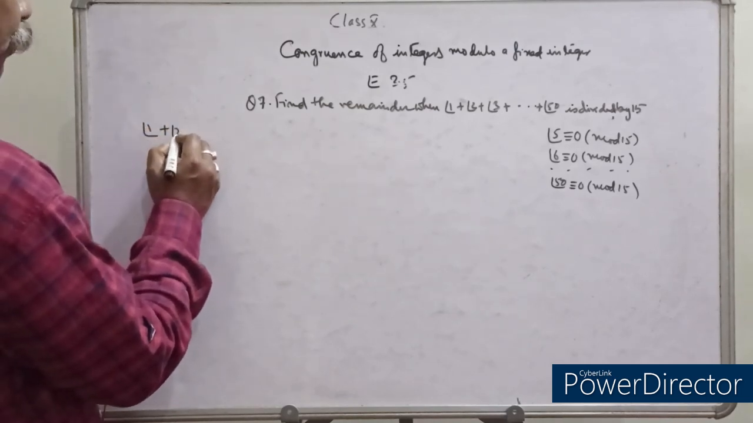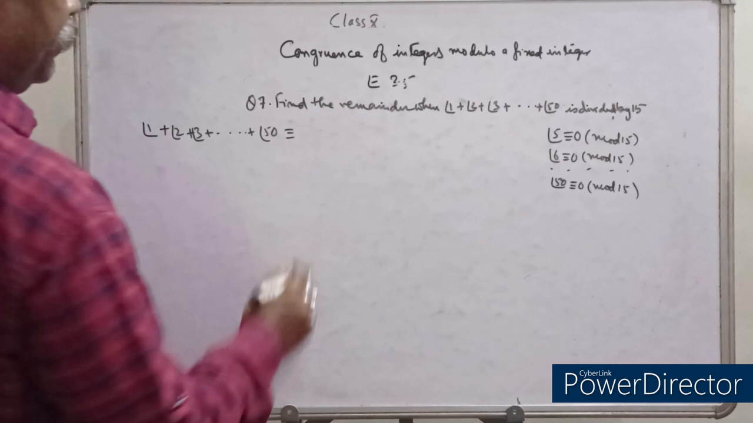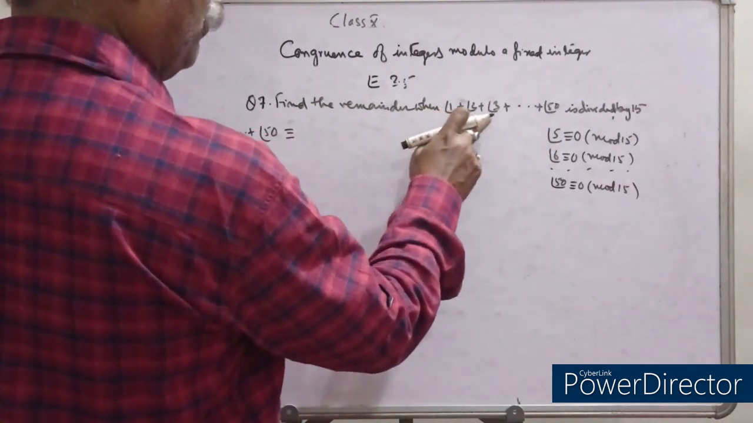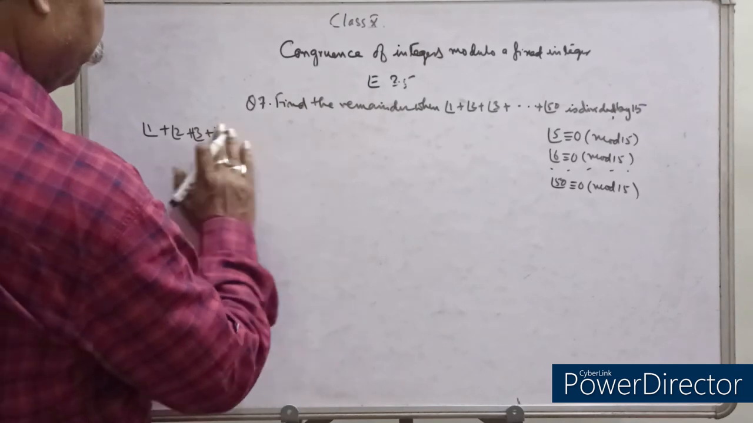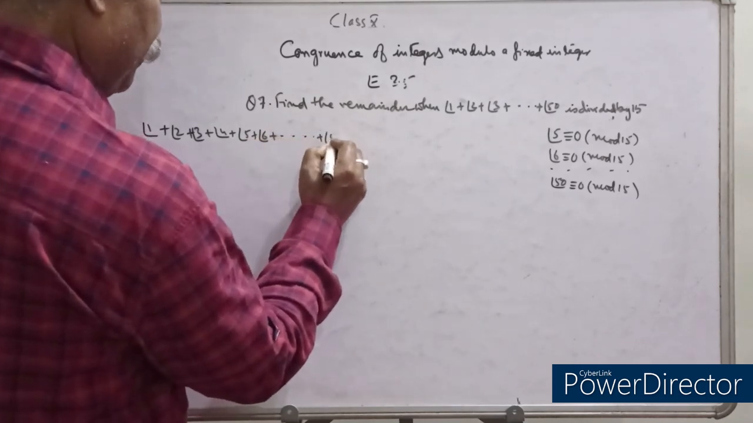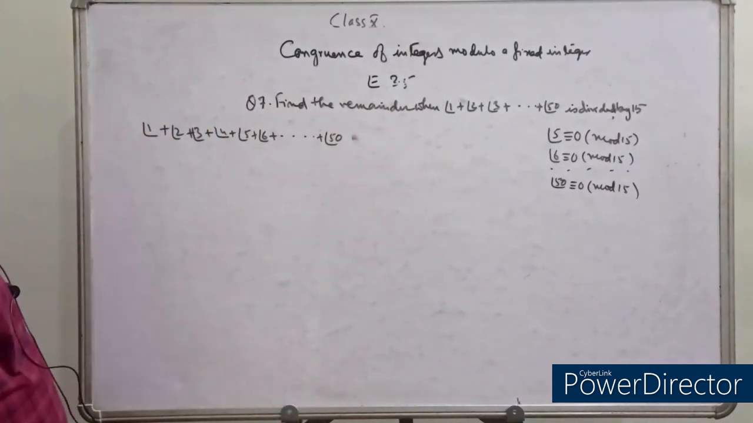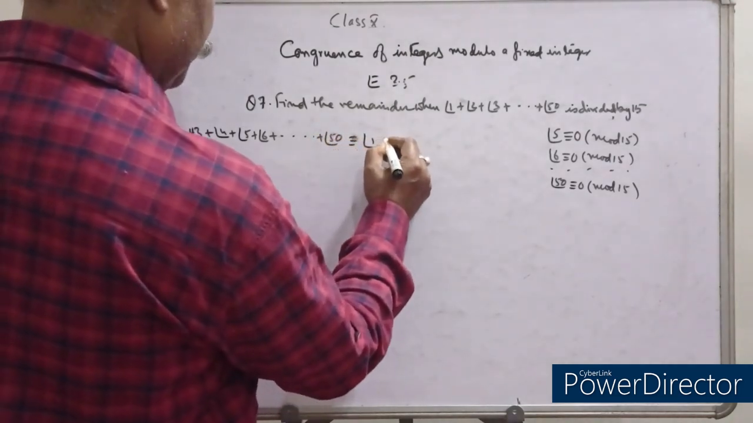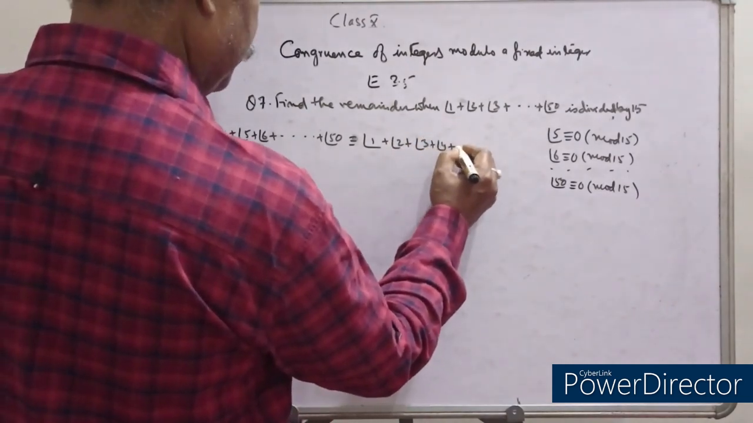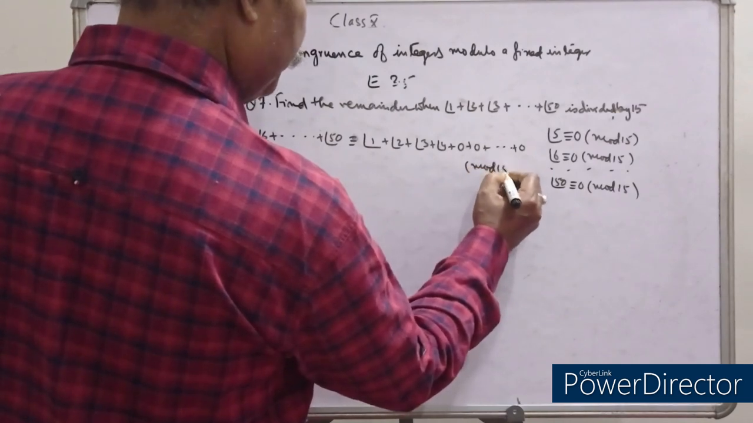1 factorial plus 2 factorial plus 3 factorial plus dot dot dot plus 50 factorial congruent to, because if we remove 1 factorial, 2 factorial, 3 factorial and 4 factorial, the rest part is divisible by 15. So congruent to 1 factorial plus 2 factorial plus 3 factorial plus 4 factorial plus 0 plus 0 and so on up to 50, mod 15.